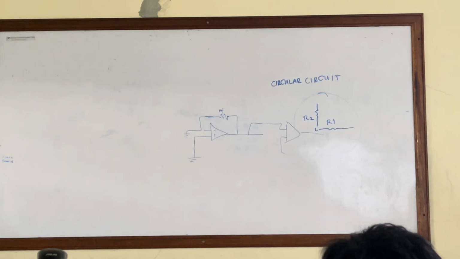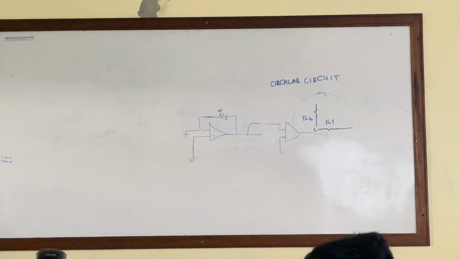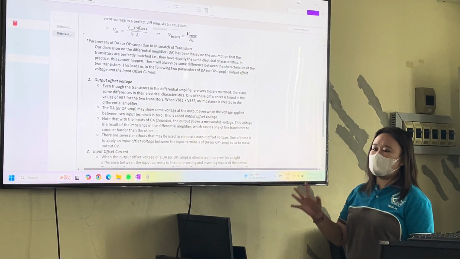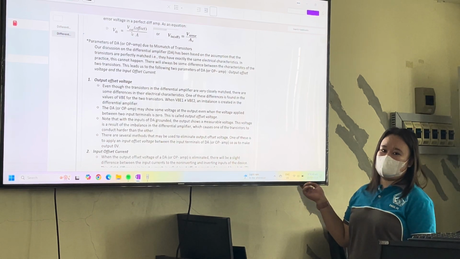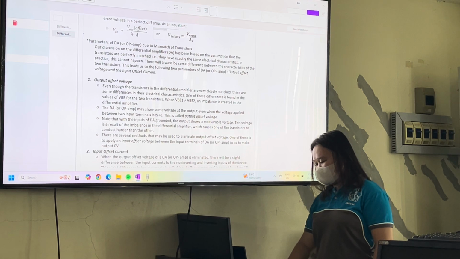Okay? Now, there are several methods that may be used to eliminate output offset voltage. One of these is to apply an input offset voltage between the terminals of VA so as to make output 0. So we can use this formula, class. The output offset is equal to our VIO multiplied with our gain. That's our Vout offset or output offset voltage.